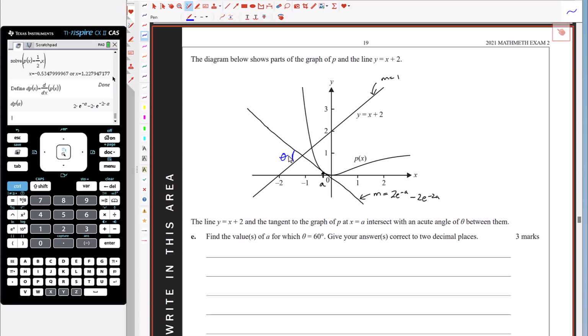Okay, so let's think about a couple of things here. If we draw in a horizontal line here, that angle between a horizontal line and a line with a gradient of 1 is 45 degrees, which means that I need this angle to be 15 degrees if this has to be 60. So that means, let's go down to here, that we need this angle here to be 15 degrees. Now, one of the problems I've got here, because of the way that I've drawn this, is that we're potentially going to have negative issues.